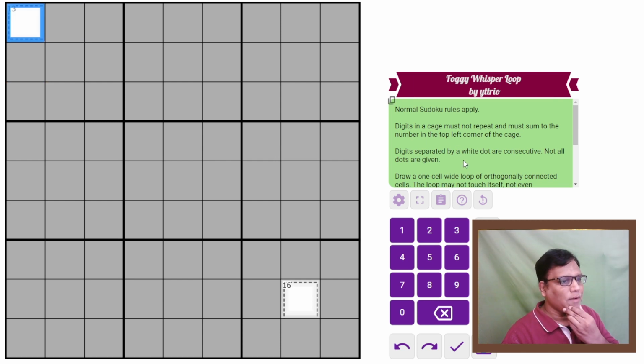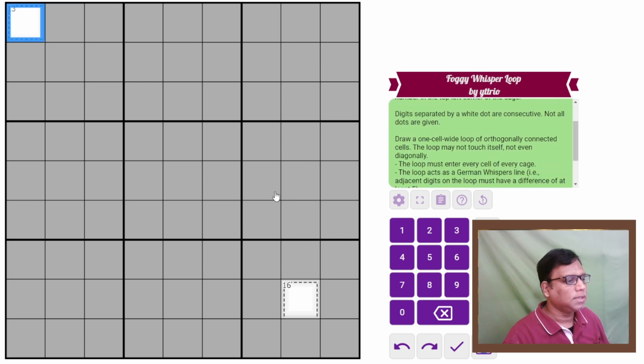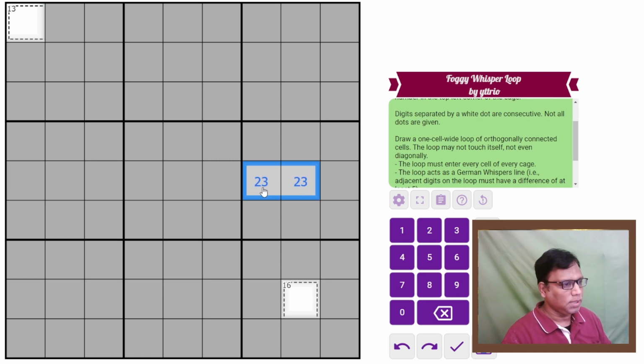Digits separated by a white dot are consecutive, not all dots are given. So that's clear enough. There will be white dots here, and we should be placing digits such that those are consecutive. For example, if there is a white dot and we have 2 here, then we can have either 1 here or 3 here, which is consecutive to 2. So that is one thing.